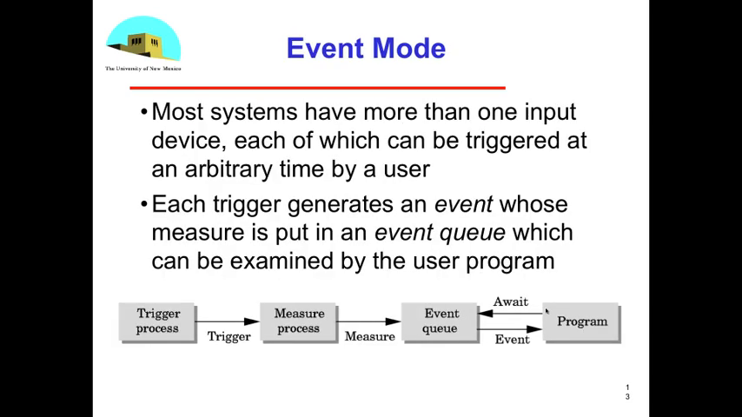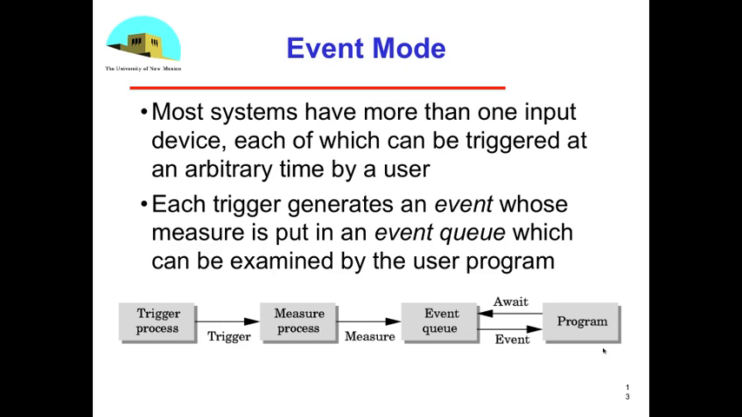Now contrast that to event mode. In event mode, there's again a trigger process going on, and a measure process going on, but you may have multiple devices. So the way I probably should have drawn that is with multiple devices, all having some sort of measure process going on. And whenever any of those devices is triggered, which can happen at any time, very different from request mode, that measure goes into what's called an event queue. So things could be happening in the system, whether they're mouse, keyboard, other devices, other programs running. They're all generating input potentially that goes into this queue.